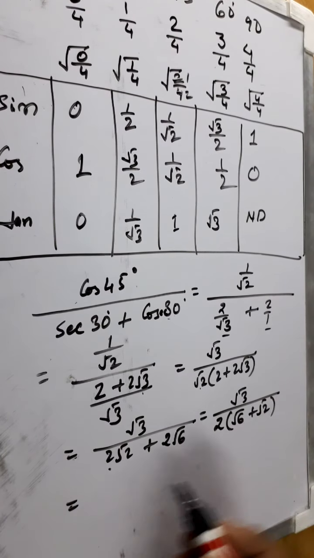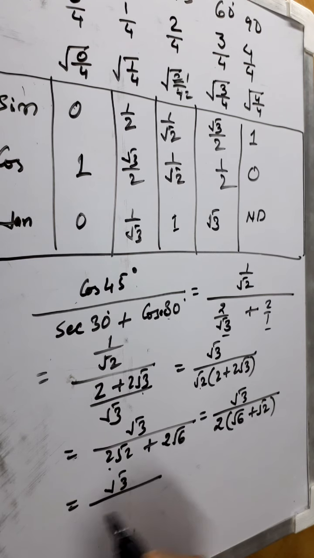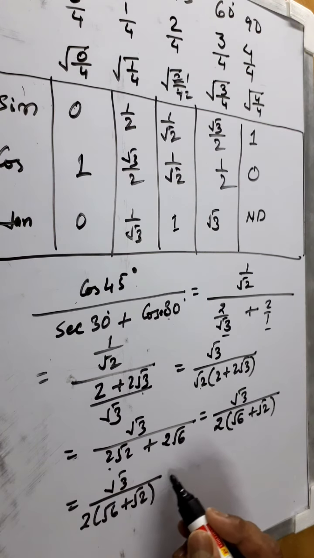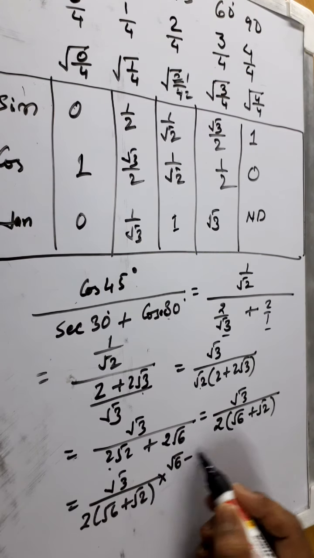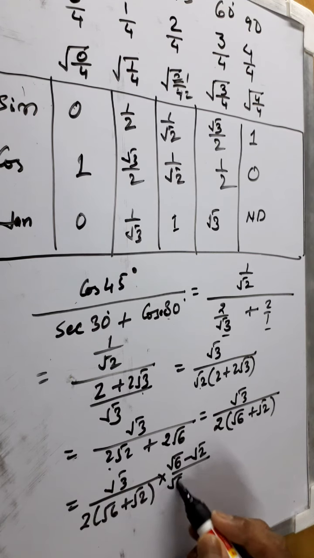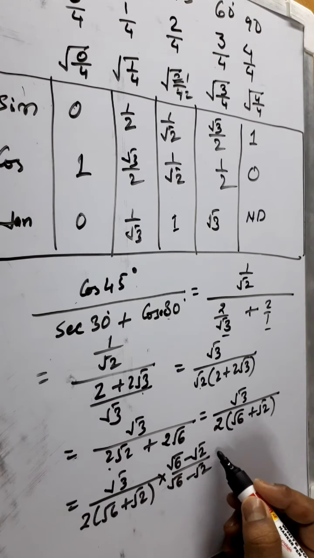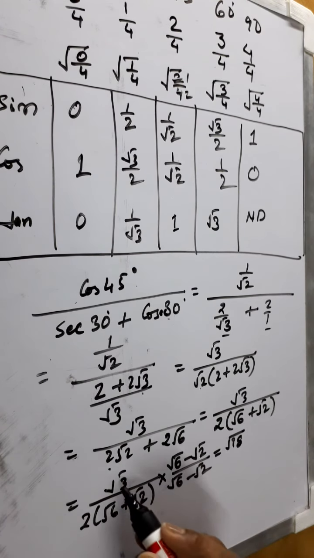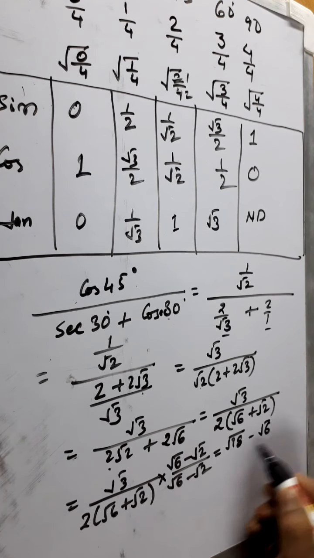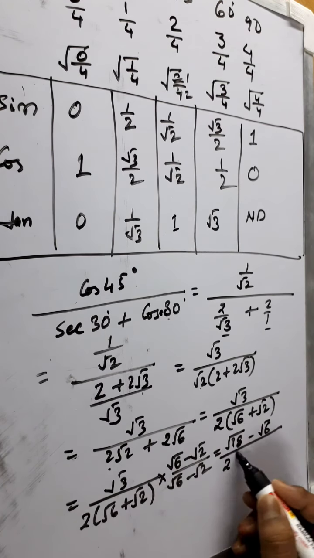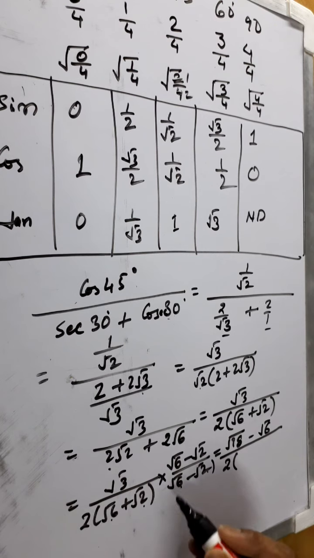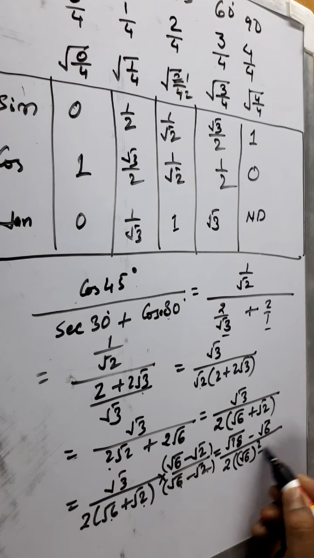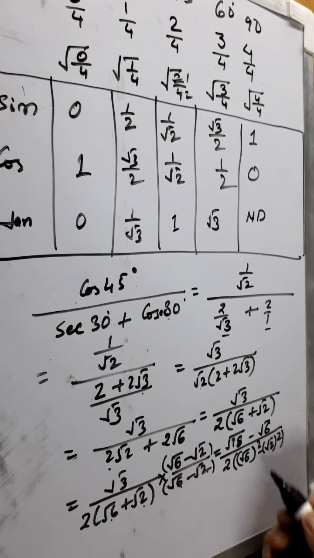Now we will rationalize the denominator. For this, root 3 upon 2 into root 6 plus root 2, we will multiply both numerator and denominator by root 6 minus root 2. We will get here root 3 into root 6, root 18, root 3 into root 2 minus root 6. 2 we have here, a plus b into a minus b, a square minus b square, means root 6 square minus root 2 square.